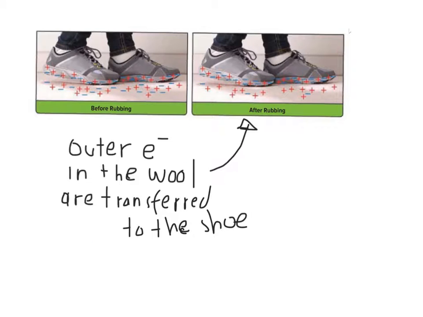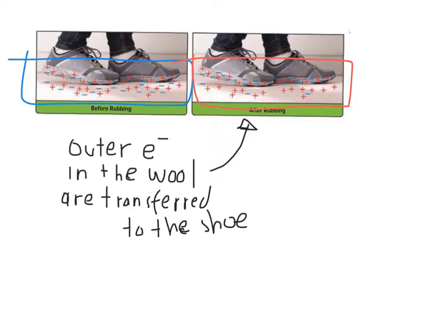Now this is the example of your book, in which they are showing that in the sole of a shoe, before rubbing it against the wool rug, you have a neutral object right here. This is like a neutral situation. You have the same amount of positive and negative charges in both places, but after rubbing, after some friction, it becomes into this.